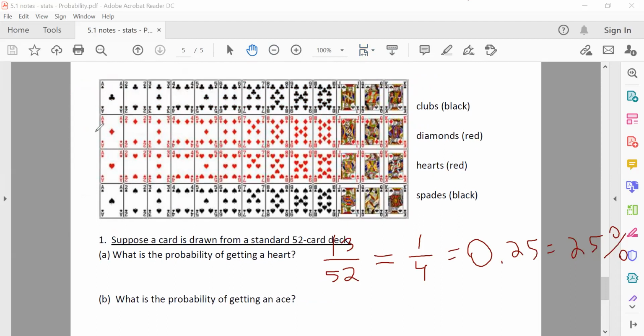The probability of getting an ace: there were 13 hearts, so that one was 13 over 52, but there's only 4 aces in the deck. So the probability of getting an ace is 4 over 52, which reduces to 1 over 13. Now 1 over 13 is not going to be nice and clean. It's going to be about 0.0769.